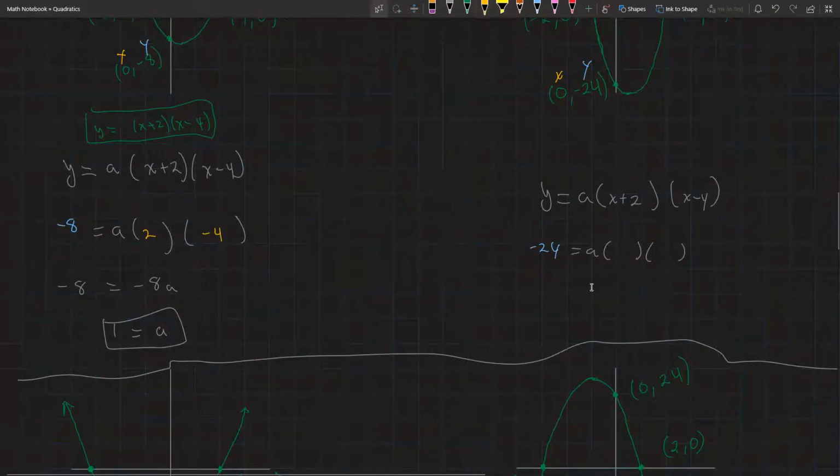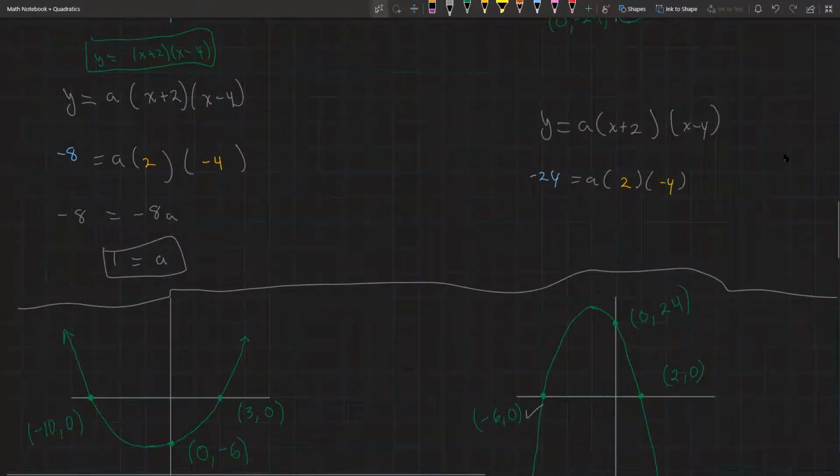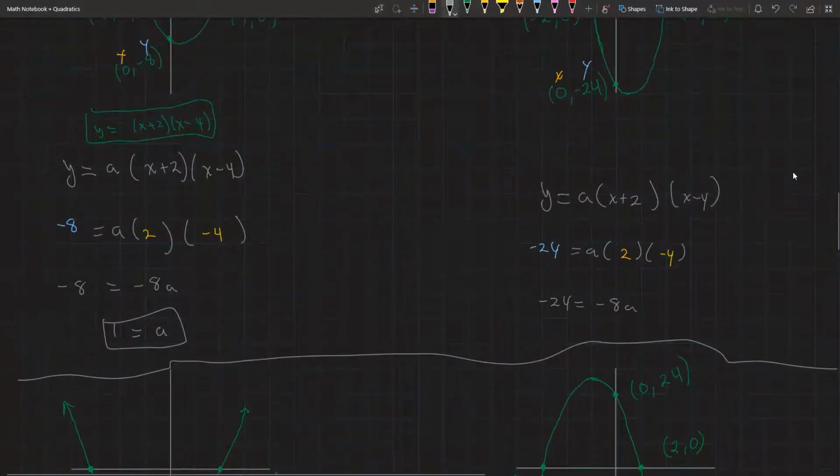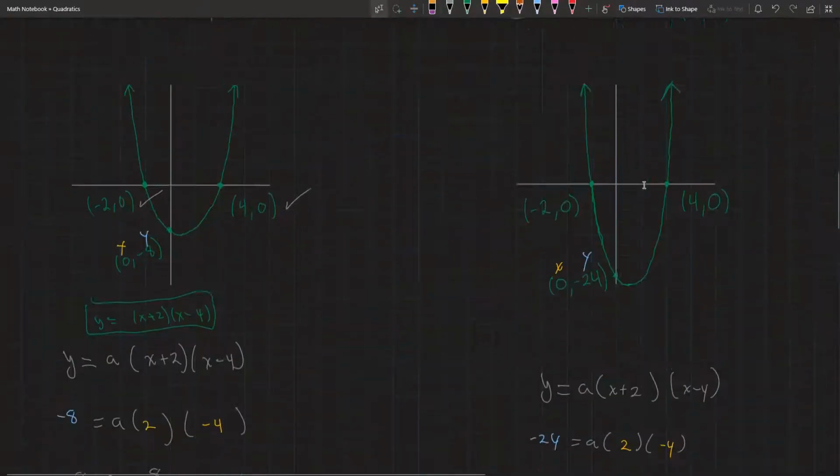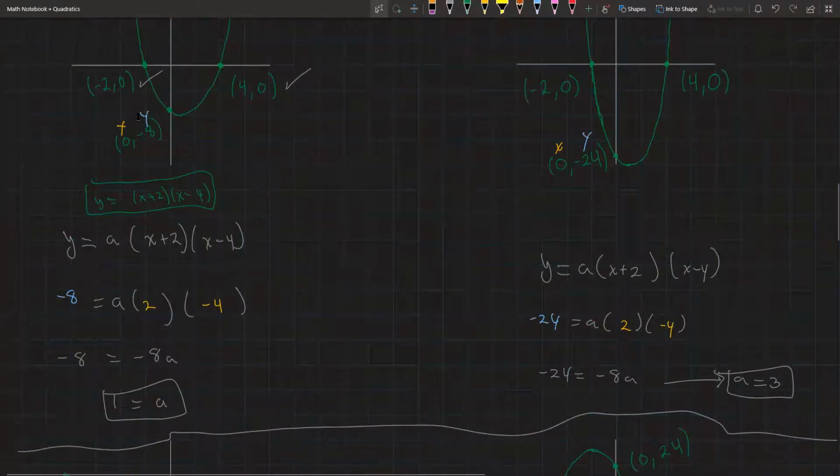And the nice thing is, because we're plugging in a 0, we get a 2. And because we're plugging in a 0 here, we get a negative 4. That's super easy mental math. However you want to simplify, we get negative 24 is equal to negative 8 times a, or negative 8a, which means that a term, the vertical stretch, is 3. And that should make sense because our parabola is curving upwards. And hopefully you see that.